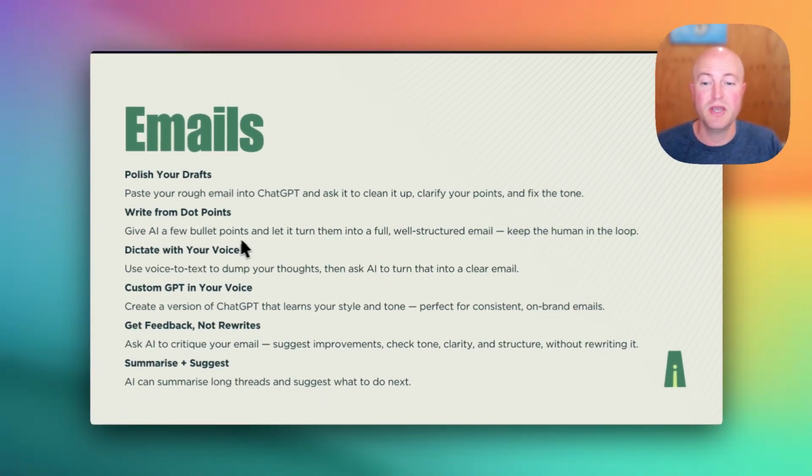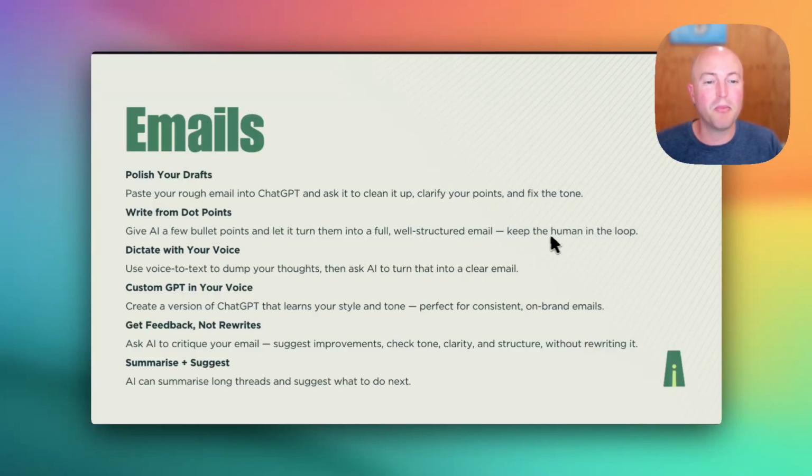The next thing you could do is actually get it to write out an email from dot points. Now you'll see at the end here is a very important part. It says keep the human in the loop. So whenever you get AI to draft something, never use it completely word for word. Always ensure that you have edited it, that you're comfortable with what it is saying.